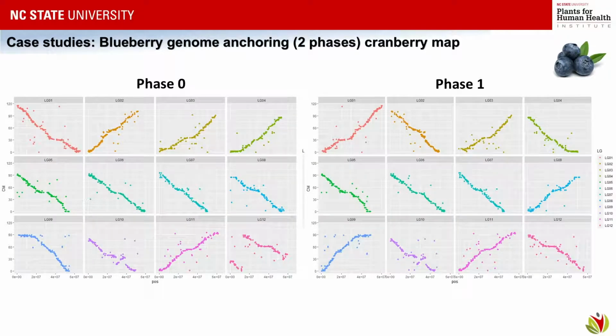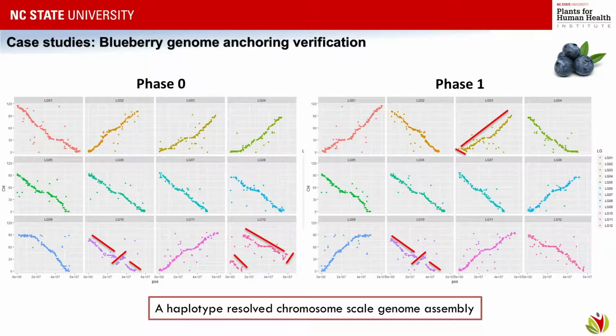We also did a verification using the genetic maps. As you can see, we have the diagonal in all of the cases, so it's the genetic map coordinates versus the physical coordinates of the scaffolds. For both phases, we have them anchored, but there were still some cases of misassemblies that we should address before proceeding with the gene prediction.